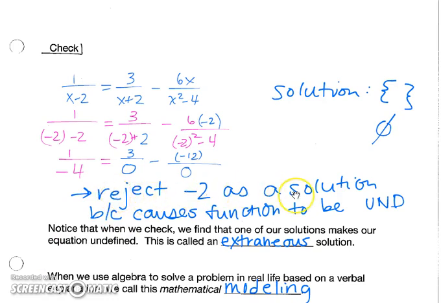And what happens is this function doesn't have a solution. My solution is a null set. So I can either draw two brackets like this and leave them empty, or I can draw a 0 with a slash through it. Either one, this is an empty set and a null set. They mean the same thing. It means there's no solution.